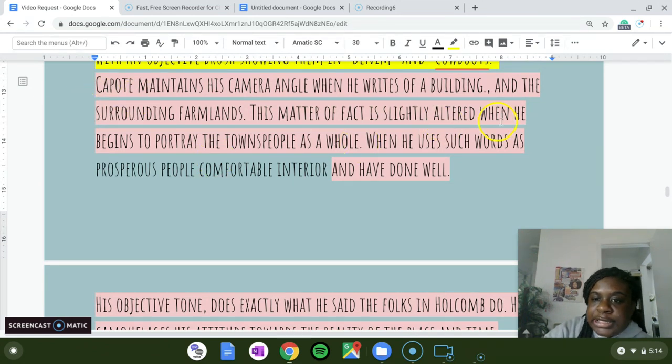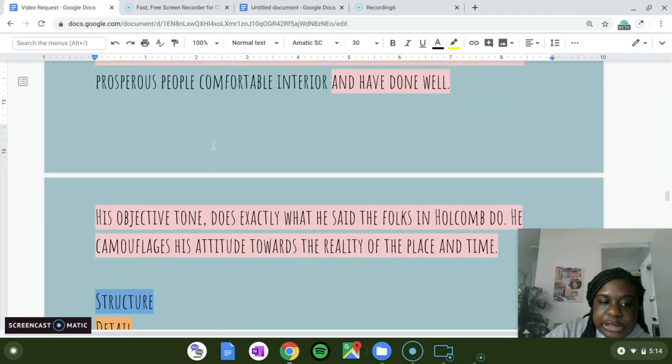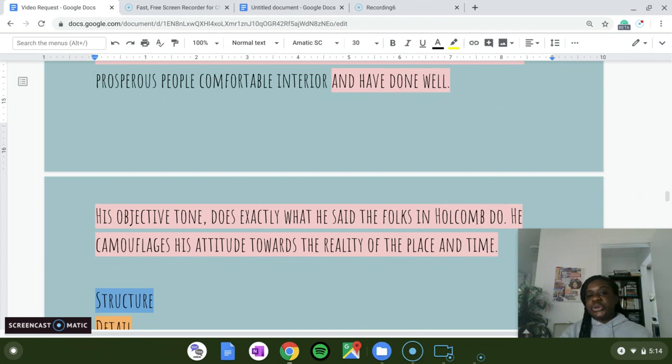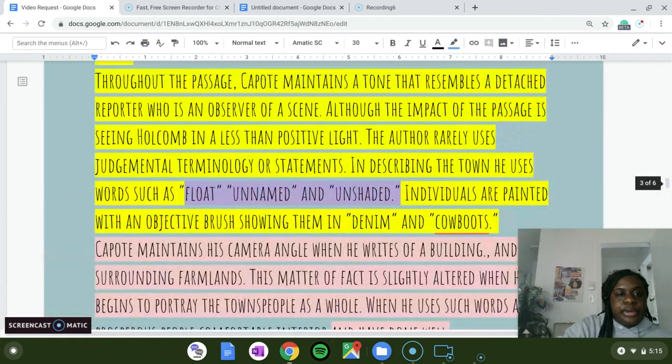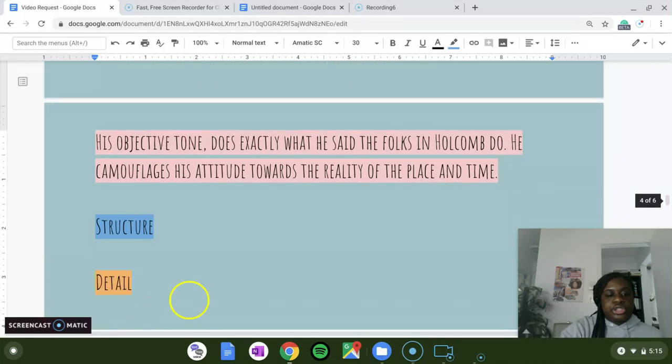But this is really good because it shows examples, it establishes the tone, and it really analyzes what is happening, what's going on, what people are doing throughout the story. So let's go to structure now. Let's see how I formatted the last one. So yeah, we can go to structure now.